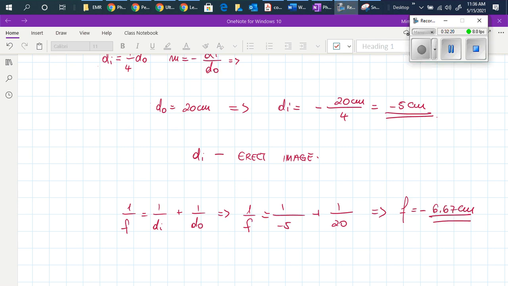This concludes the lenses. If you have any questions, then we will discuss them in class. And after this, we'll move to interference and diffraction and polarization. So hang on.